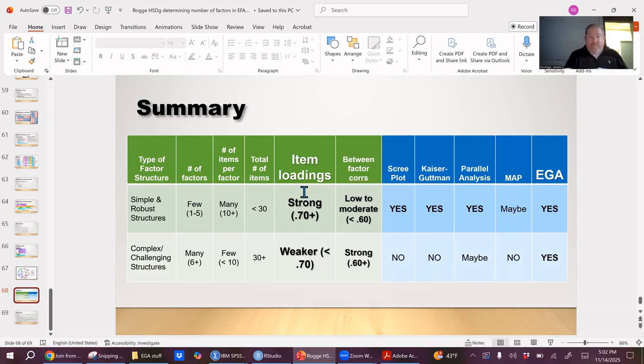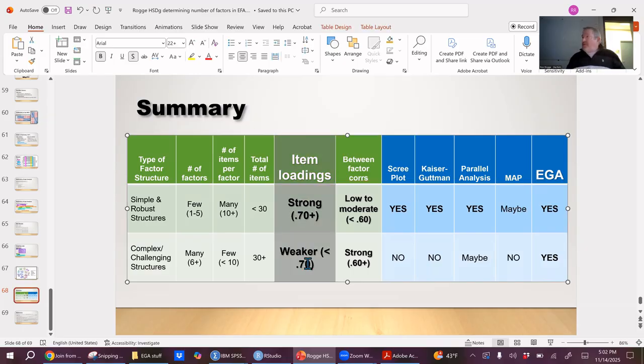You'll notice I have bolded item loadings. Those are probably the most important column out of all of those. If your items are super strongly correlated with each other, you're going to have an easy time figuring out how many factors there are. If within each factor they're strongly correlated, it makes it so much easier. Even just having 5 items in each factor for the MPFI, the factor structure was super stable because they were so correlated with each other. Does it make sense?